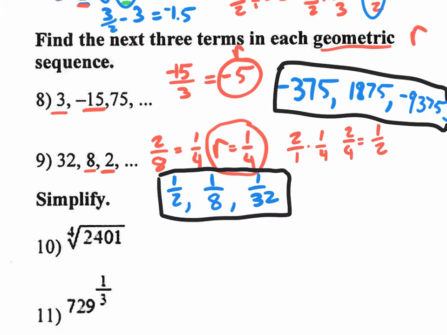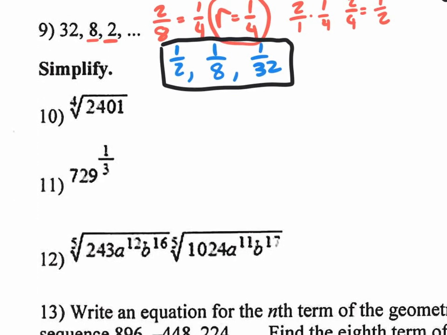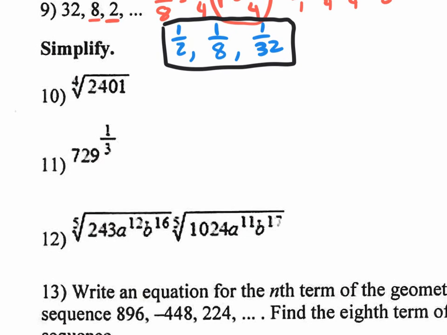And let's move on to number 10, simplifying radicals once again. Sorry about number 12. There's like 2 problems right there on number 12. But let's take a look at number 10. That's not a square root. That is a fourth root, okay? So what number 10 is asking is, what number times itself 4 times will give you 2,401?